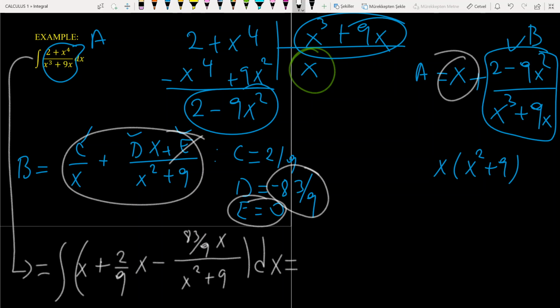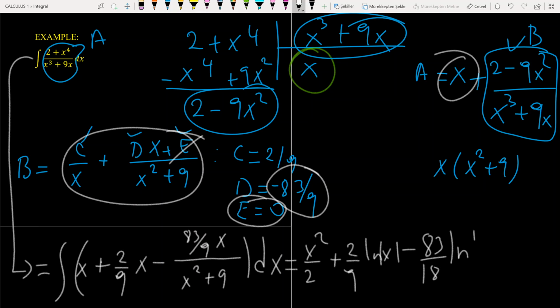So we have x squared plus 2 plus 2 over 9 ln x minus 83 divided by 18 ln of x squared plus 9, and finally we have a constant.